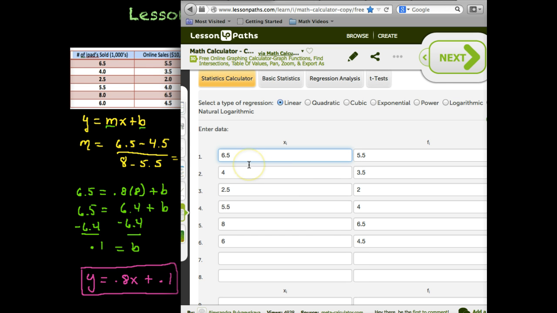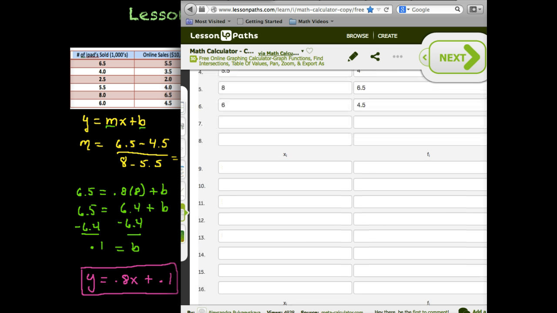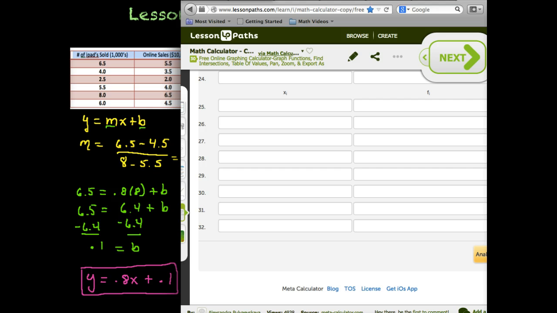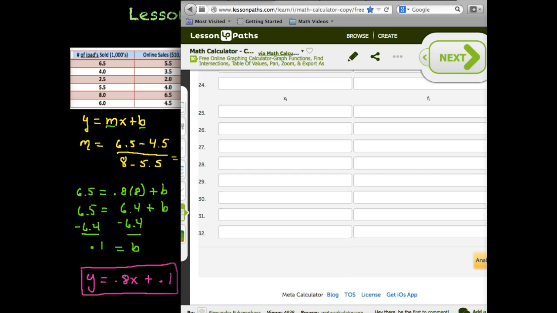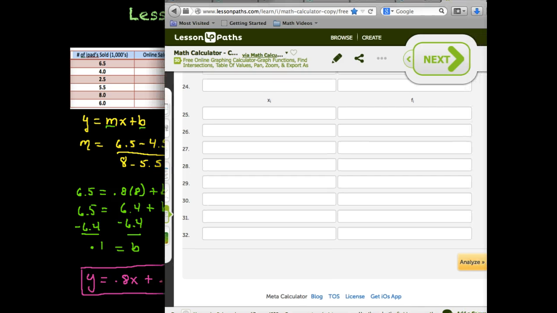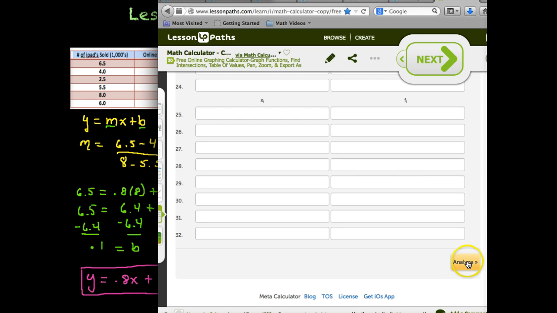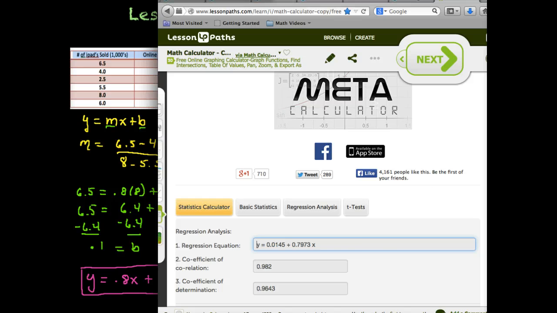So we'll click on regression analysis, and then you'll get a screen where you can input your coordinates. Notice that I've already inputted them. My x value is 6.5, my y value, and this is the function notation, is 5.5. So I've gone through and I've entered in all my points. Once you've finished with that, you can go down here to the bottom, we'll scoot that over, and you'll see a button that says Analyze. So let's go ahead and click on that button and see what happens.